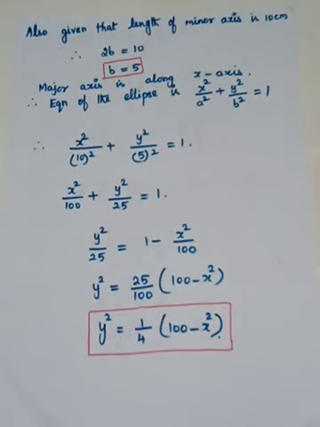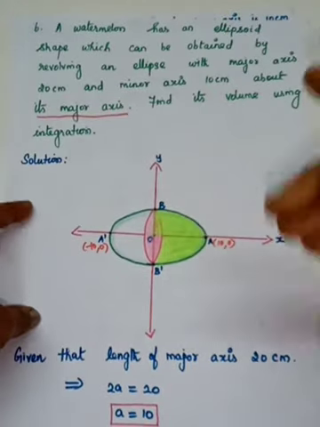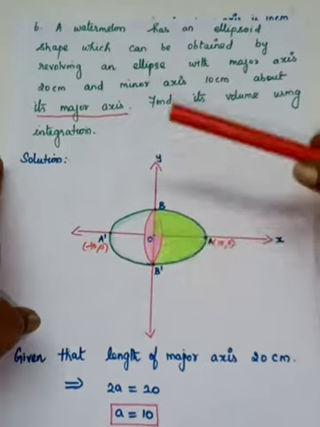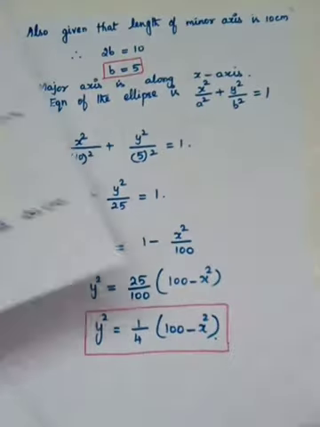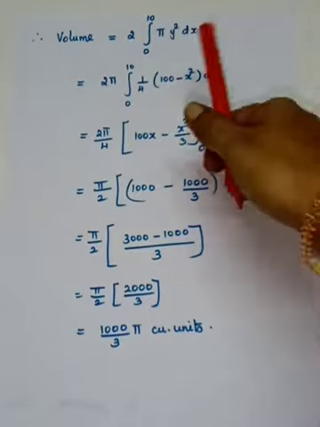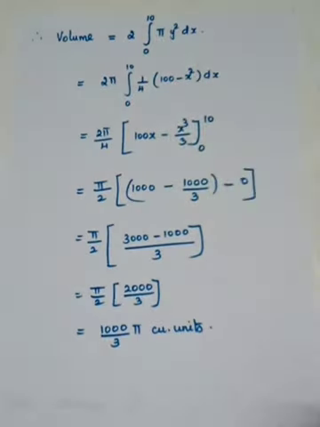The ellipse is revolving about its major axis. Therefore it is revolved about the x-axis. So what is the formula? The integral from a to b of pi y squared dx. For that we need y squared.